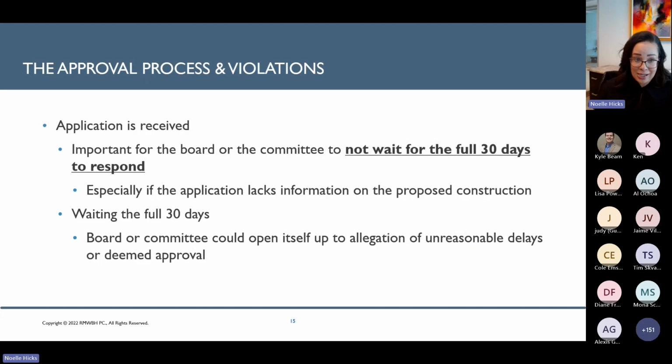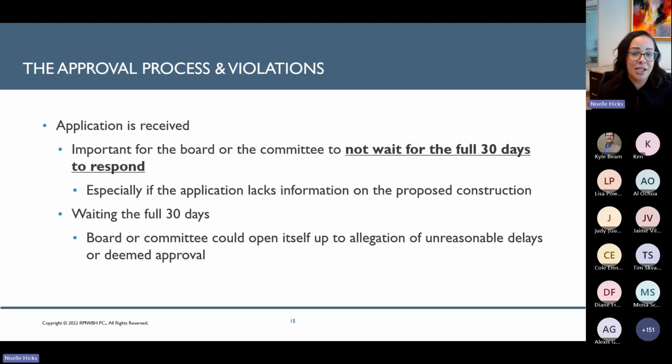Now, during that review process, once that application is received, the ACC needs to take special care to analyze the application for compliance with the restrictions and with the guidelines, if there are guidelines in place. It is really important not to wait for that full 30 days to expire. Again, it's difficult for a person or for the association to try to make a person go back, if they already feel like their application has been approved. But if there are compliance issues with the application, then we need to address those immediately.